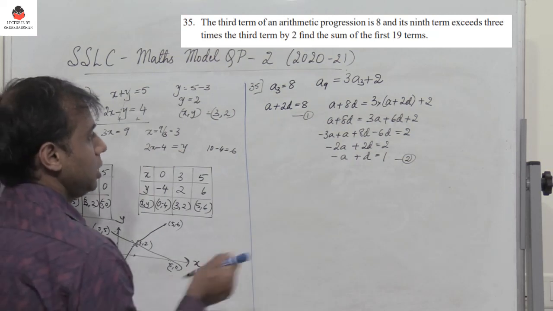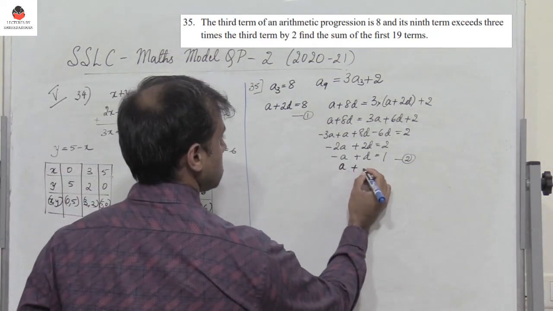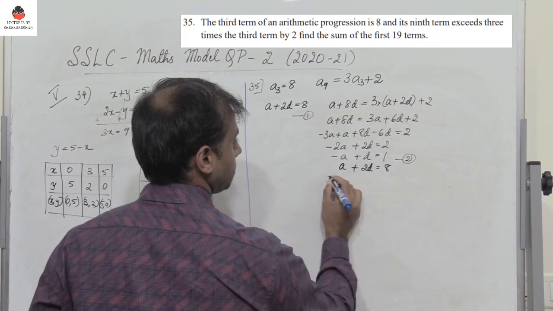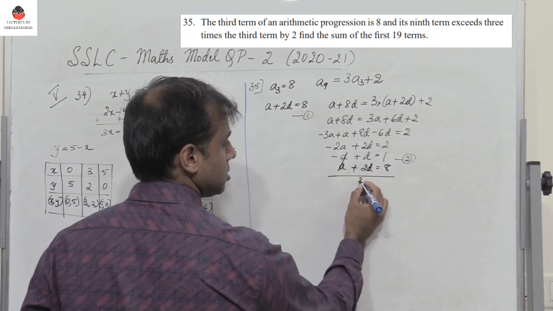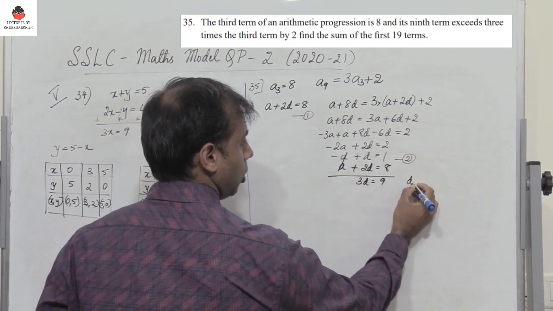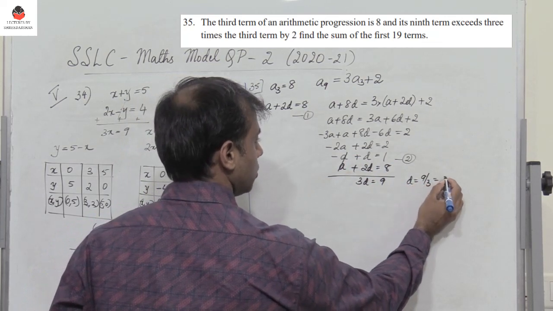So let me add equations 1 and 2. So I have A plus 2D equals 8. When I add, A gets cancelled. So I get 3D equals 9, or D equals 9 by 3, which equals 3.